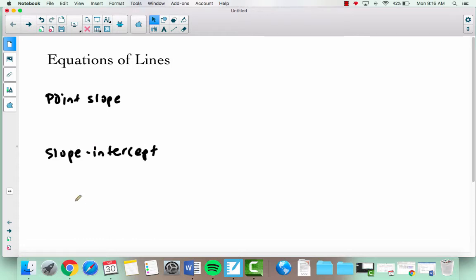And then I'm going to show you guys the last one just so you know it's there, but we don't use it very often, and that is the standard form. So I'm going to go ahead here and write each form, and then we're going to talk about how we can use them, how we can create equations, and then how we can also graph them.